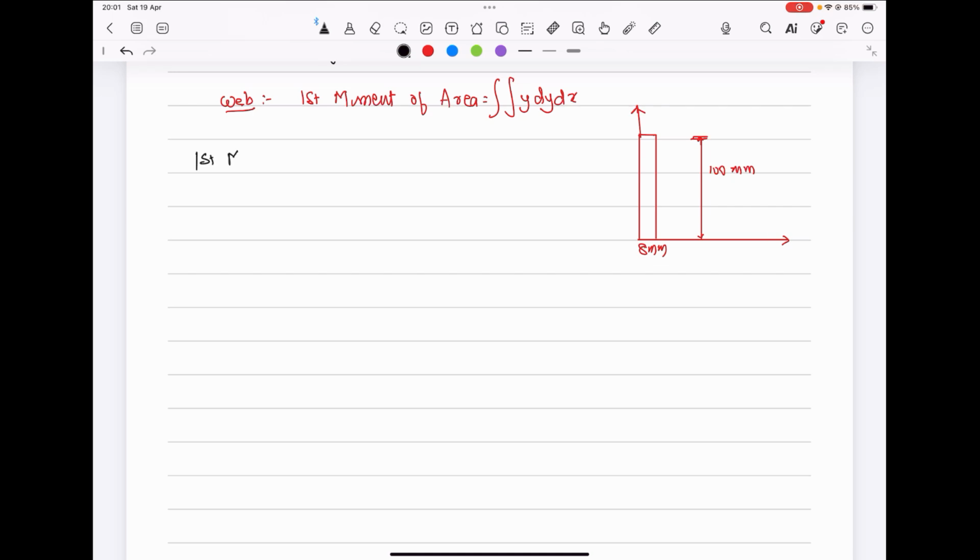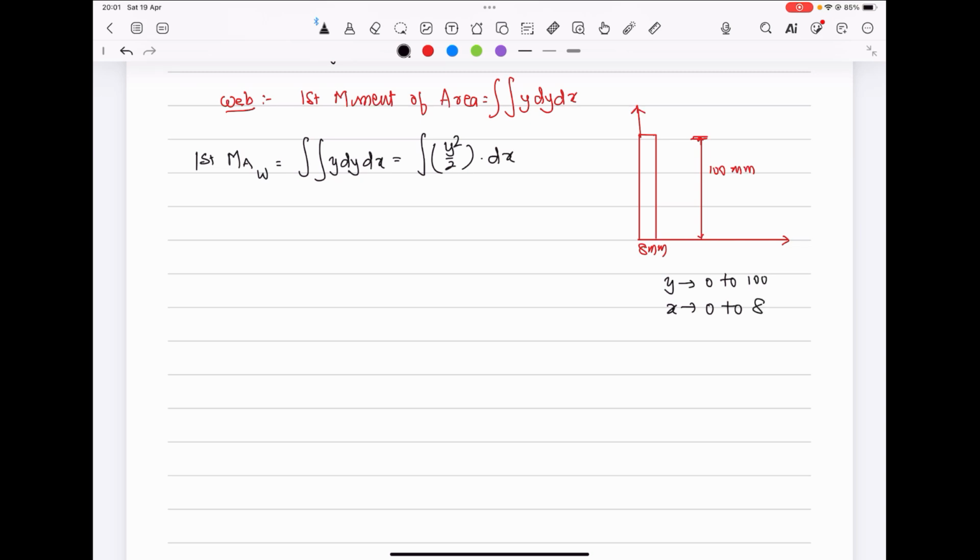First moment of area for the web is equal to double integral y dy dx, that is equal to integral y square by 2 into dx. This y square by 2, y is varying from 0 to 100. Here what is happening? Y is going from 0 to 100. X is going from 0 to 8.